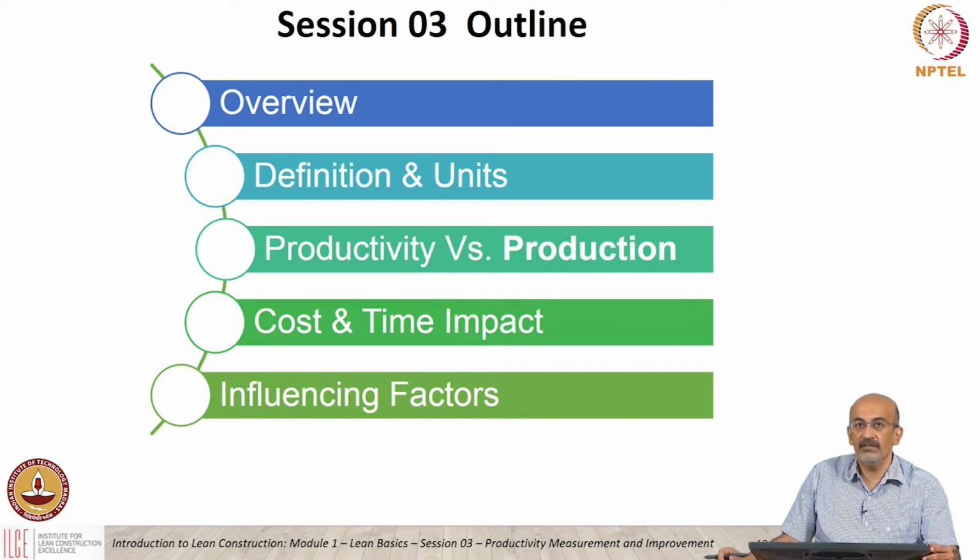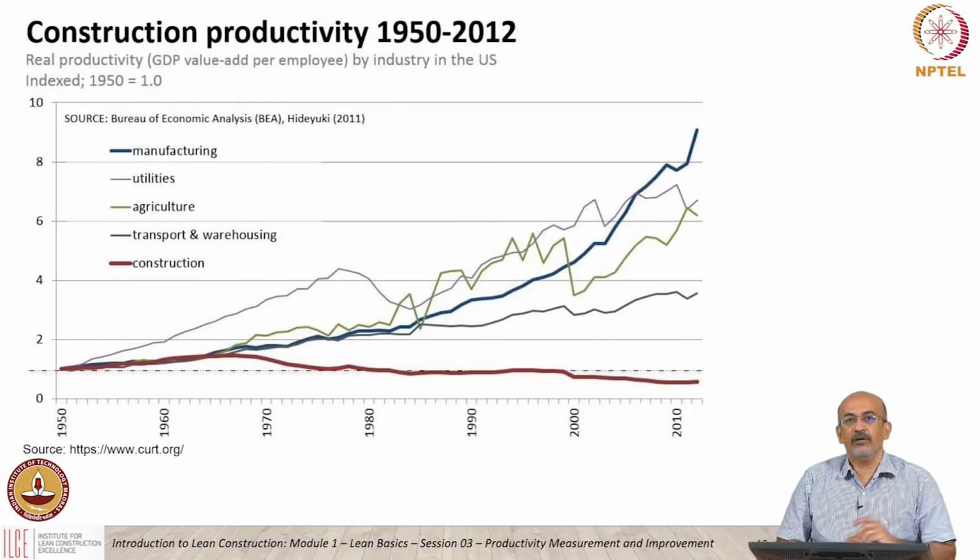We look at definitions and units, and we will spend a little bit of time understanding the difference between productivity and production. So this becomes important in the context of construction and in the context of what we are going to do in lean. We will look at a little bit on the cost and time impact of these factors, and then we go to what are the factors that influence productivity. We'll touch upon this. So this is the outline for the session.